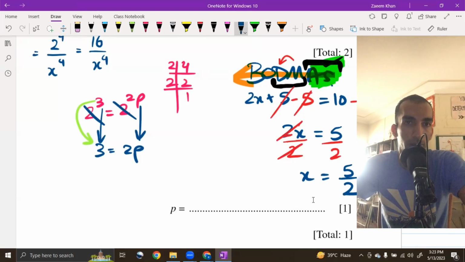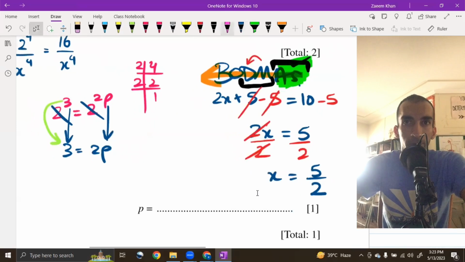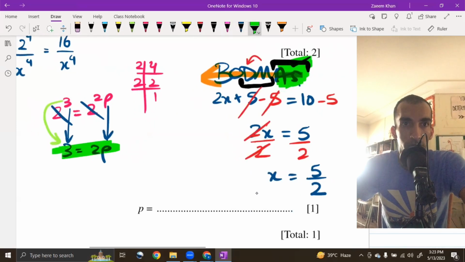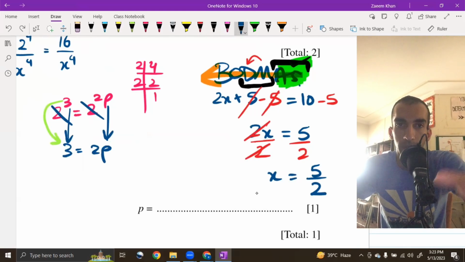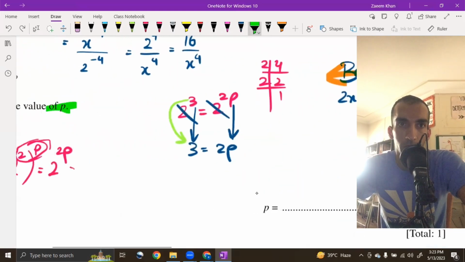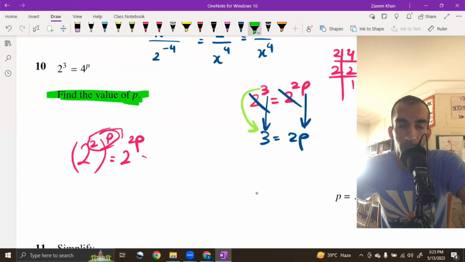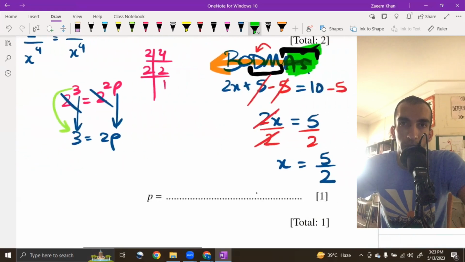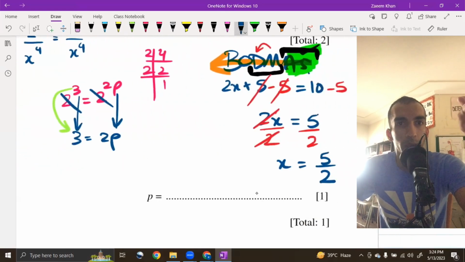Let's take this example back here on the left hand side and try to solve this. 3 is equal to 2p. We're on the last step. We need to isolate p. How do I know that? Because the question says so. Find the value of p. The question says find the value of p.